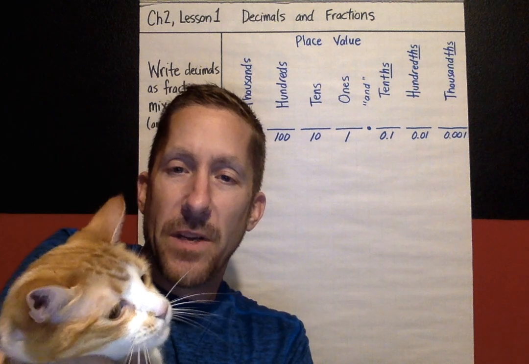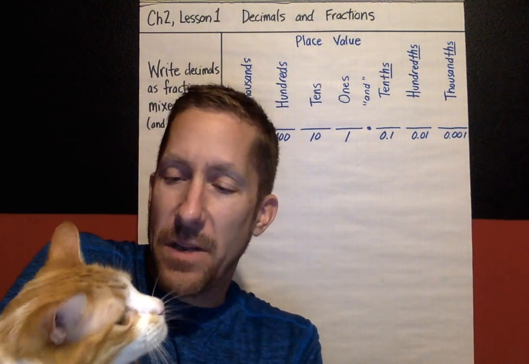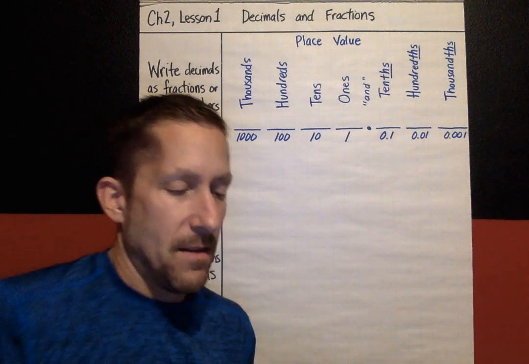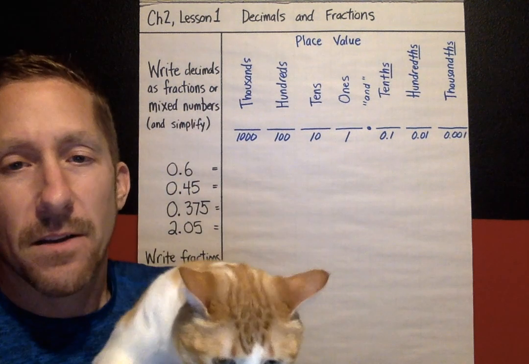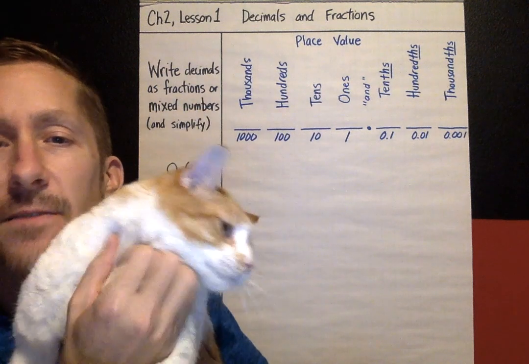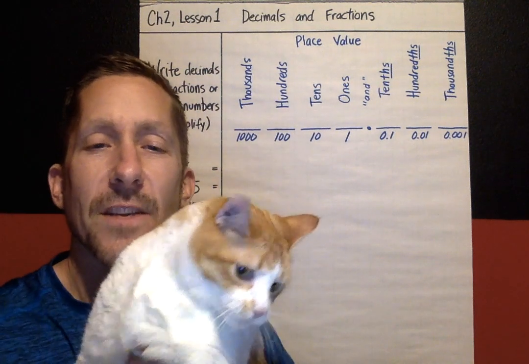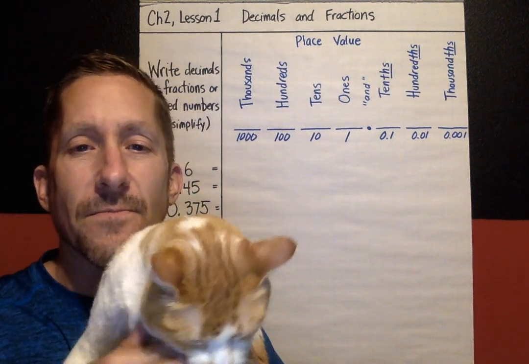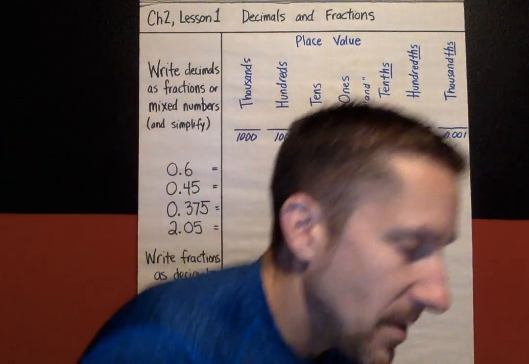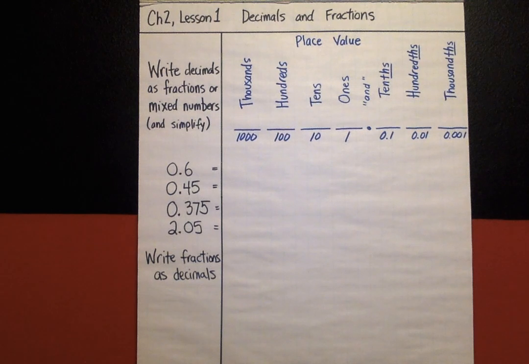Frank is a super sweet kitty. He's almost more human than cat. He talks. Hi, Frank. Let's see if I can get him to talk to the camera. Frank, can you say hi? Say hi, Frank. Can you say hi? Oh, he's so sweet. All right, let me get rid of Frank so I can talk about Chapter 2, Lesson 1.